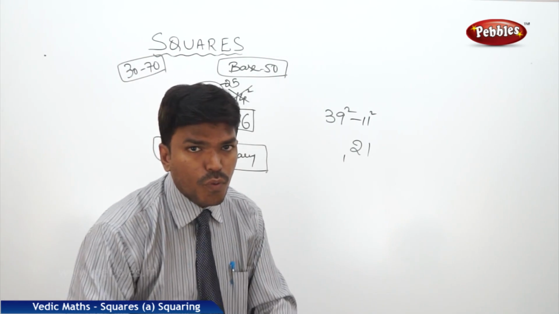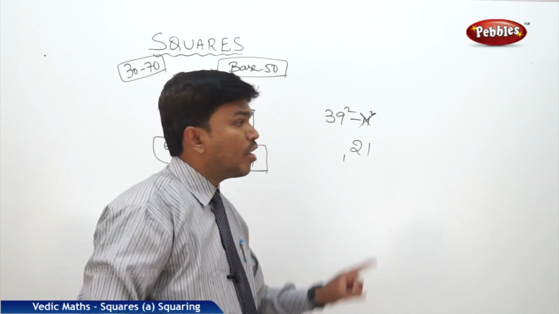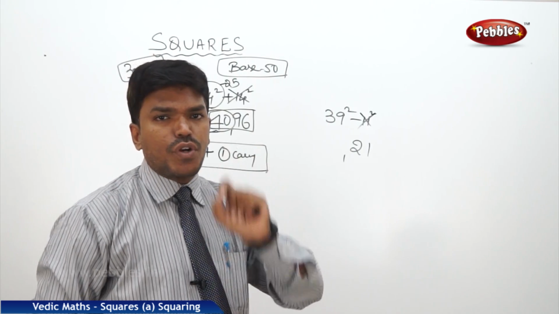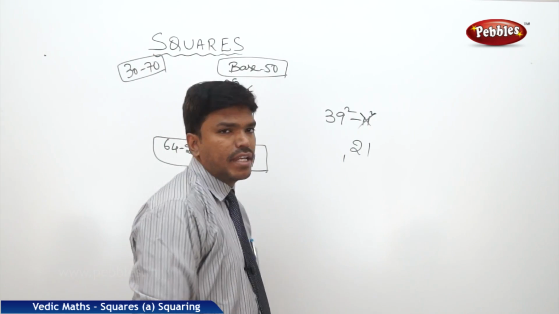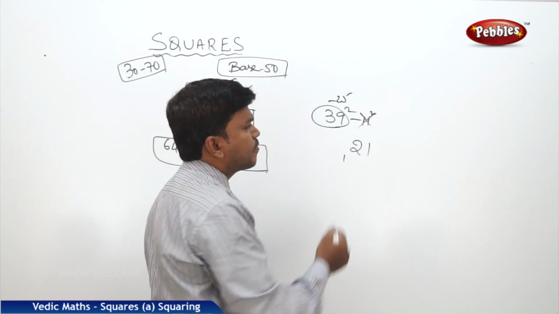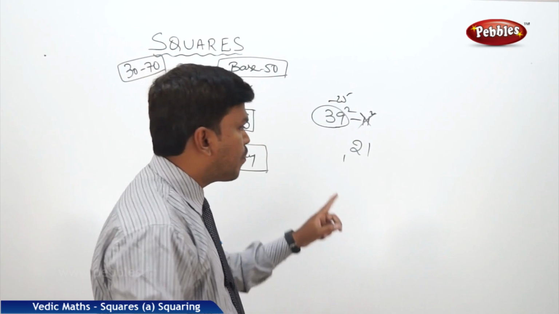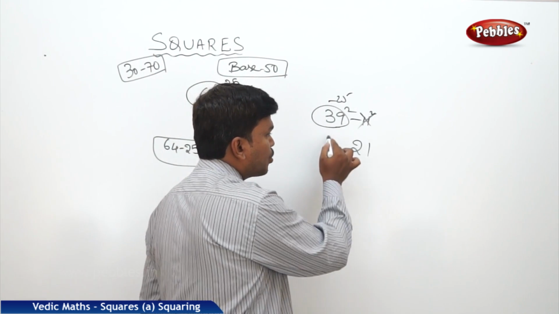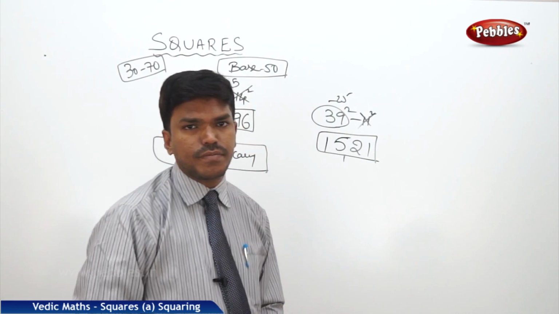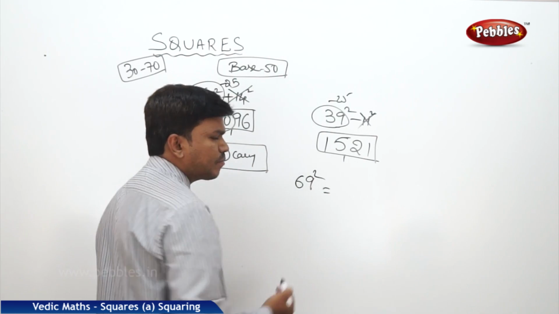But now what you need to do, ignore this excess number. And to get the left side part of the answer, subtract every time 25 from the main number. 39 minus 25. How much will you get? 14. 14 plus 1 carry is there. You should not forget the carry. So what is the answer? 1521.